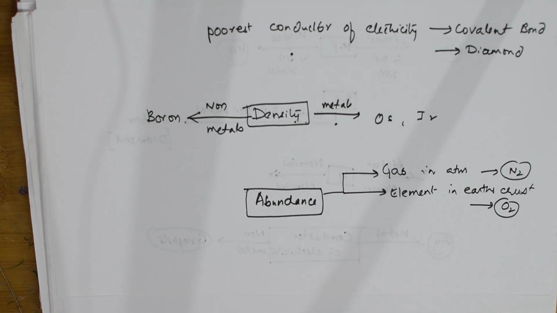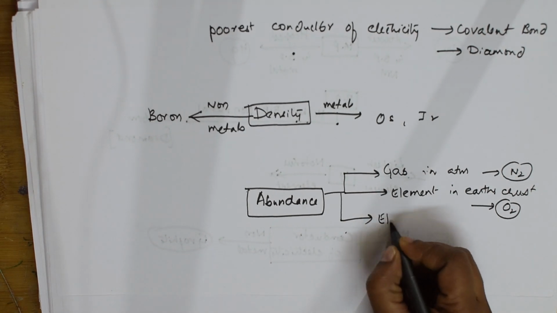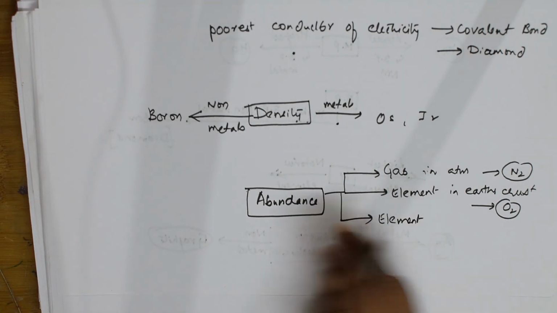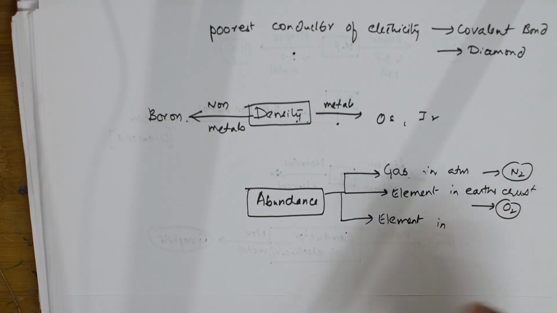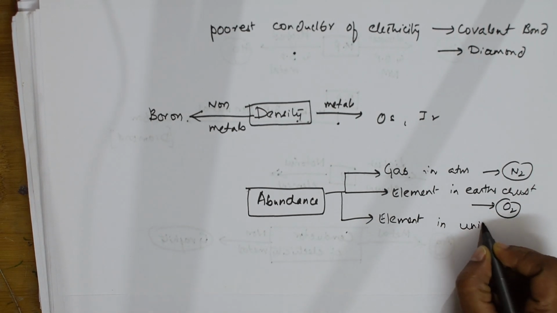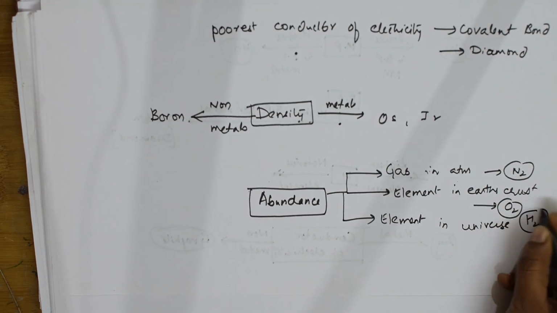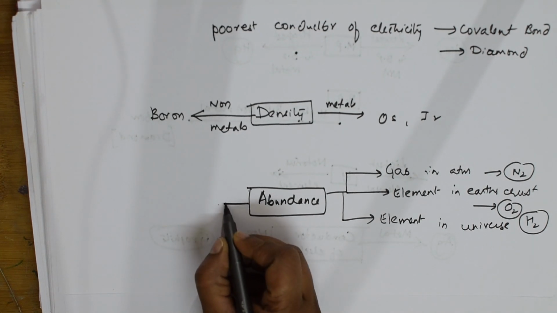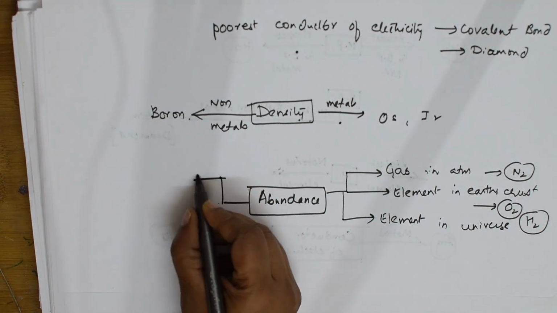Next. Element abundant in universe. Earth's crust is over, isn't it? Now let us write in universe. An element abundant in universe. What is that? It's nothing but hydrogen gas. Hydrogen. Now, I'll also teach you the rarest element in Earth's crust. I have to learn that also, isn't it?